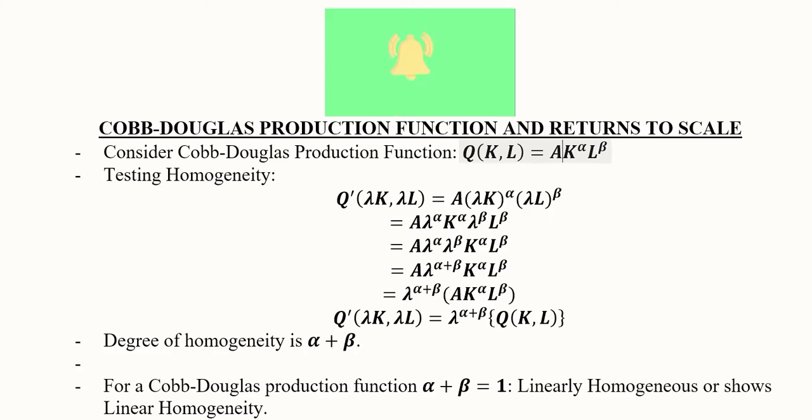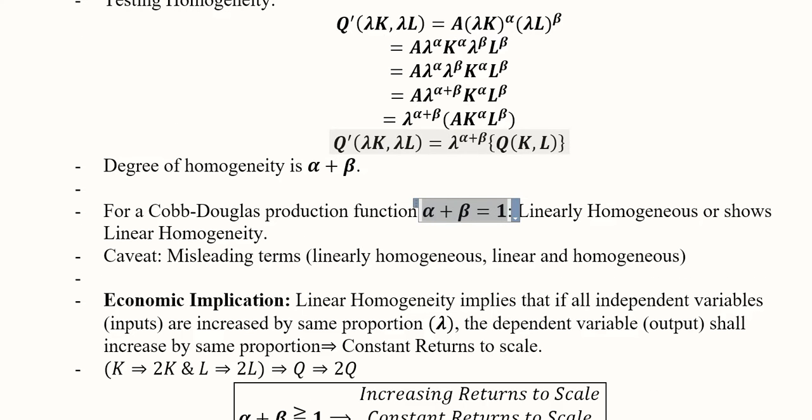And we know by the assumptions of Cobb-Douglas production function that the sum of alpha and beta, that is the powers of capital and labor, is equal to 1. So by following that assumption of Cobb-Douglas production function, we can say that this is a linearly homogeneous production function, or it is showing linear homogeneity.